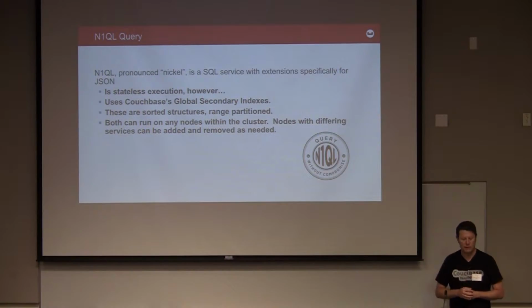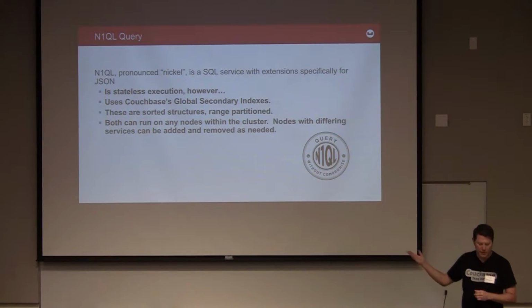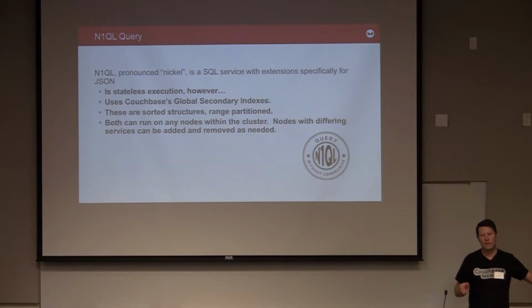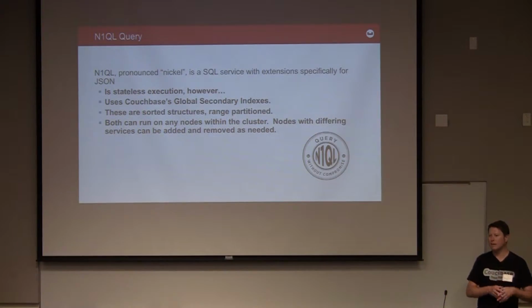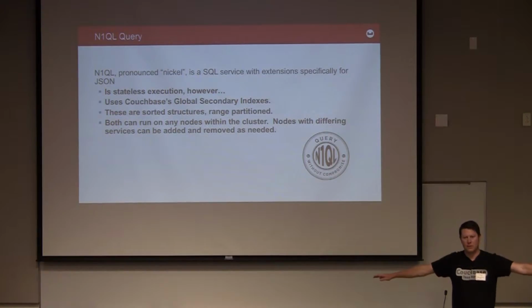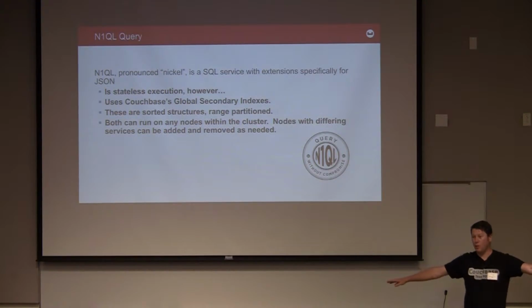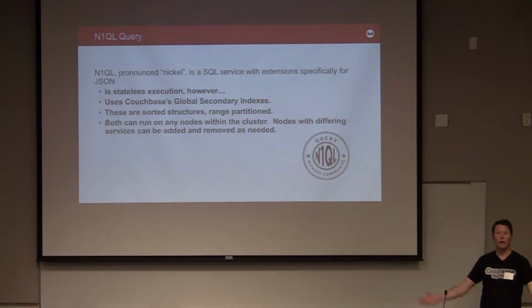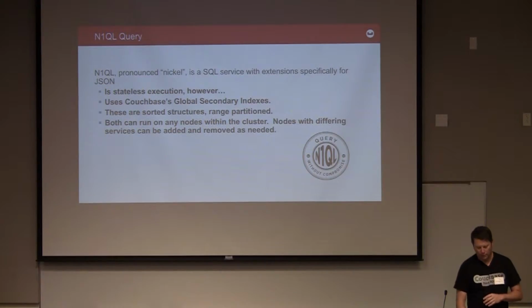So N1QL in Couchbase has its stateless execution, but it uses Couchbase's global secondary indexes. And those global secondary indexes, you might remember I mentioned with key value data, we hash partition it, so we just spread it out across the cluster. But when you get to secondary indexes, if we just spread all the indexes out across the cluster, that would be a really inefficient way to query the system, right? We need to pull that into a structure at one place in the system to be able to query it.